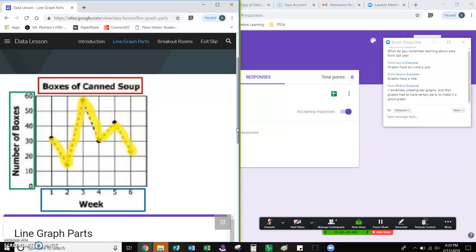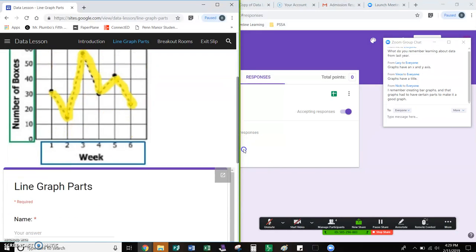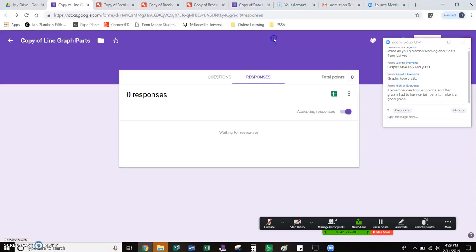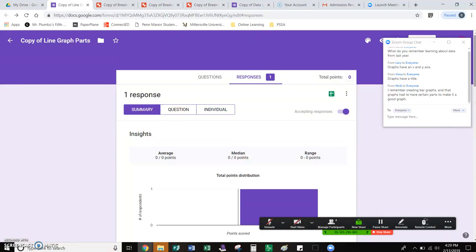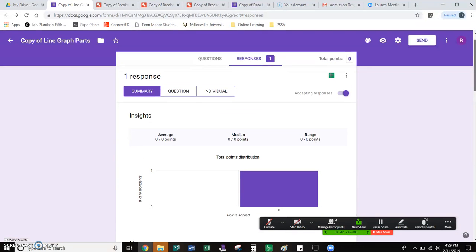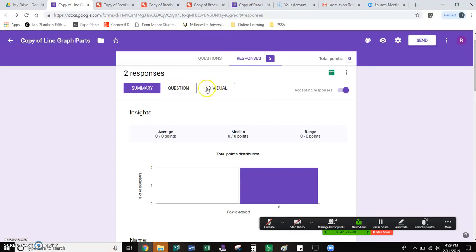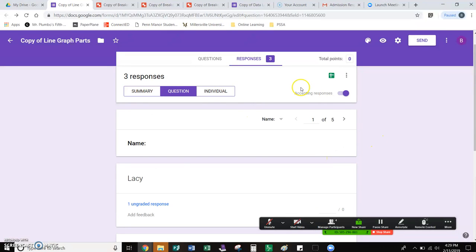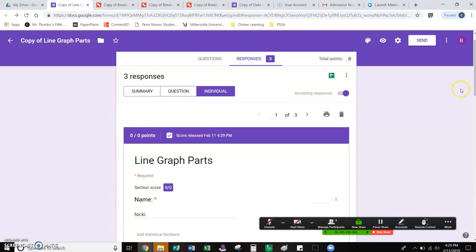What I need you guys to do is I need you to tell me about what parts those represent. We already mentioned the X and Y axis in our chat at the beginning, how we need a title. So go ahead and show me that you already know your parts of a graph. All right, one response so far. Two and three responses. So let's see how we did here.